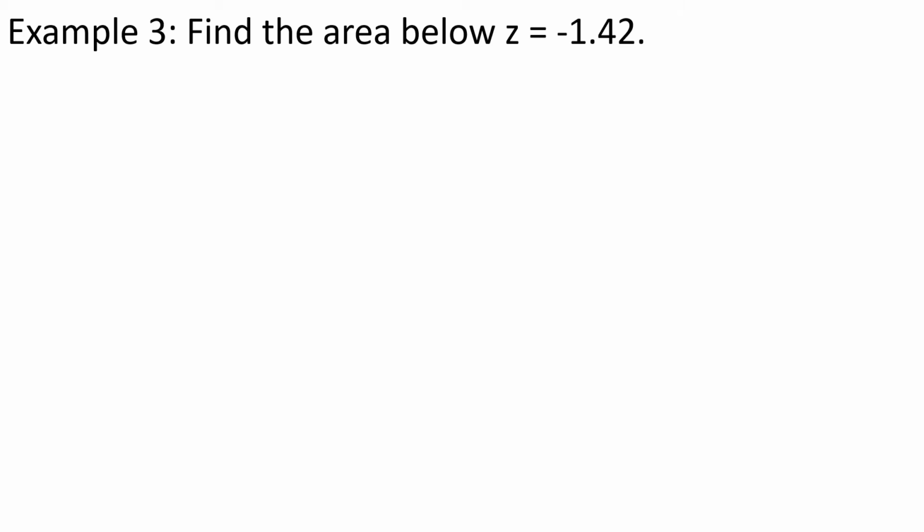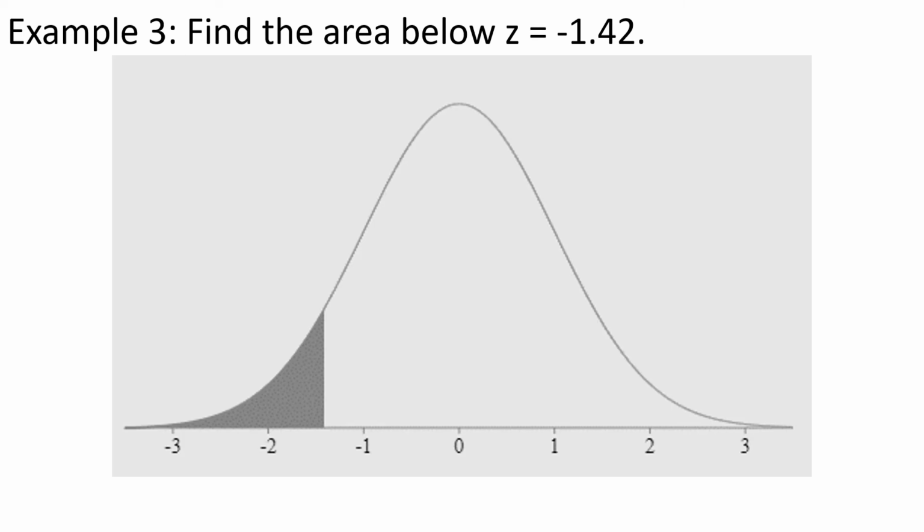Example 3. Find the area below Z is equal to -1.42. Under the normal curve, the area below Z equals -1.42 is this shaded region. That is because this point is equal to -1.42, that's between -1 and -2. Now, before we start getting the area of this region, I would like first to catch your attention to this term below.